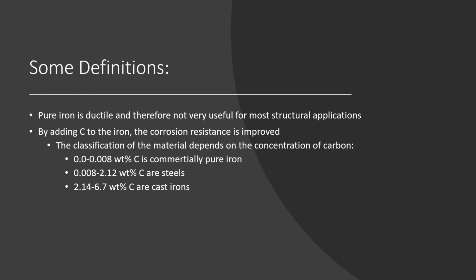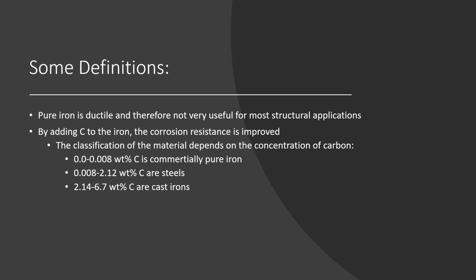So, some definitions. Pure iron is ductile and therefore not very useful for most structural applications. How can we change that? By adding carbon to the iron. And the steel phase diagram explains to us what happens as carbon is added to iron. As the concentration of carbon increases, the phases change as well as the crystal structures. And there is some classification of the material depending on the concentration of carbon.